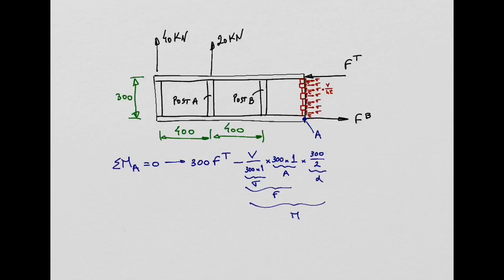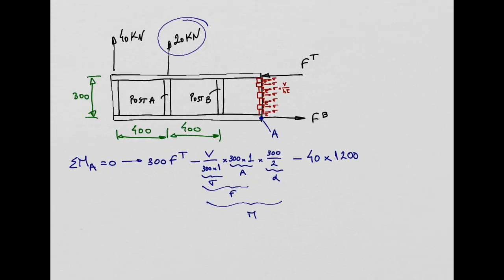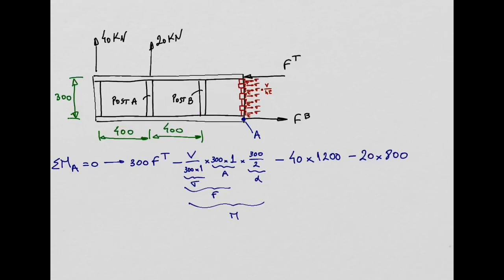So, let's start with this 40 kilonewtons. The moment produced by this 40 kilonewtons about point A is going to be clockwise, so minus 40 times the distance, which is 1200, and the moment produced by these 20 kilonewtons is going to be minus 20 times 800. Yeah? And these are all the moments we have. This should be equal to 0 to be in equilibrium.